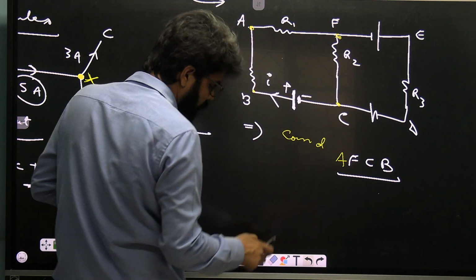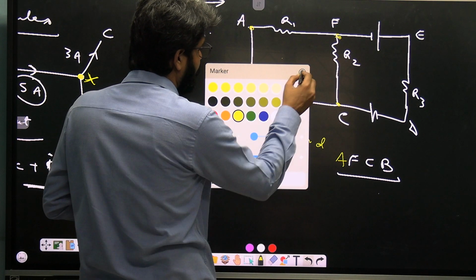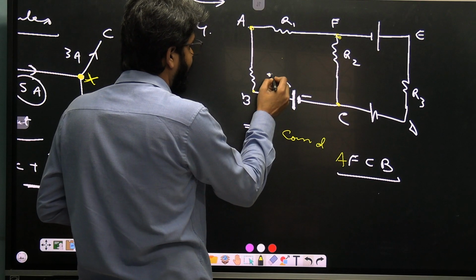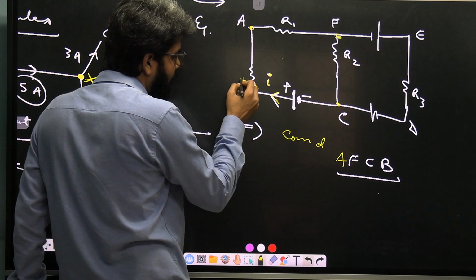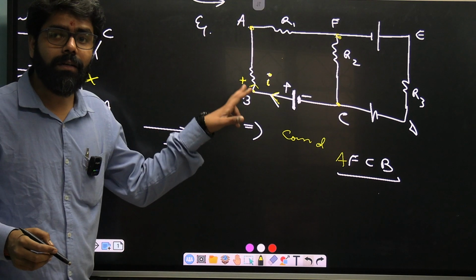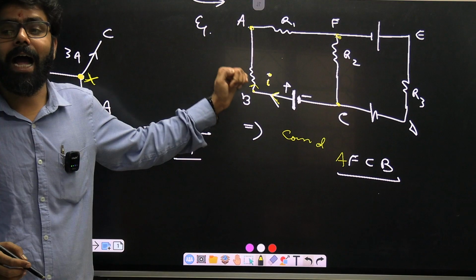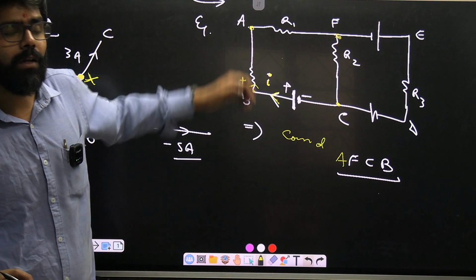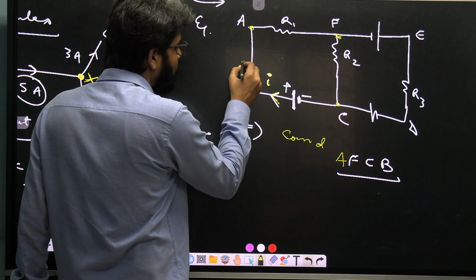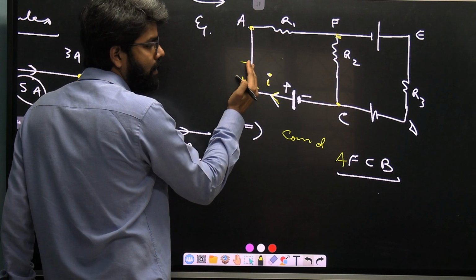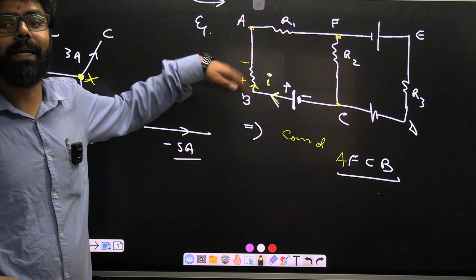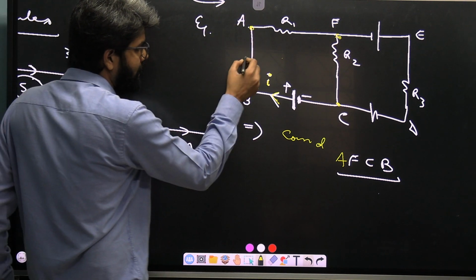So here I assume the current to be I. Take this current to be equal to I. The same amount of current will enter here, that will be plus. The current flows from high potential to low potential. So across the resistance, put the positive sign at the end where the current enters and negative where the current exits. So this is positive, this is negative.